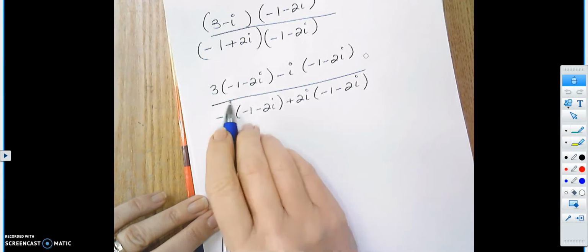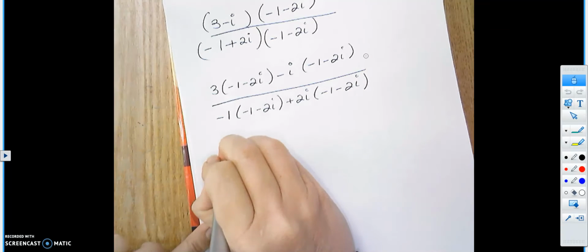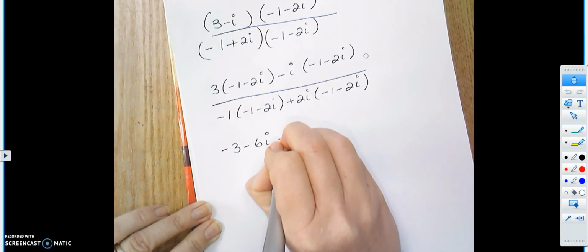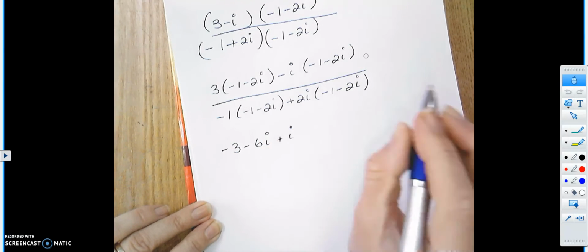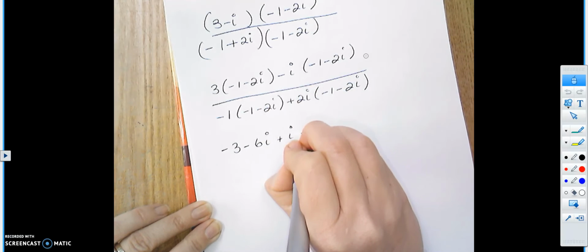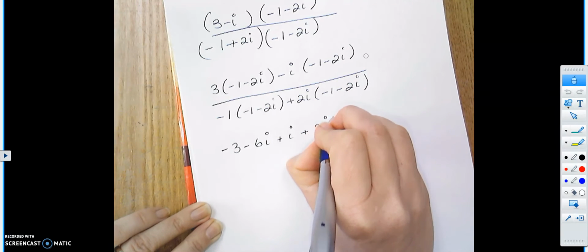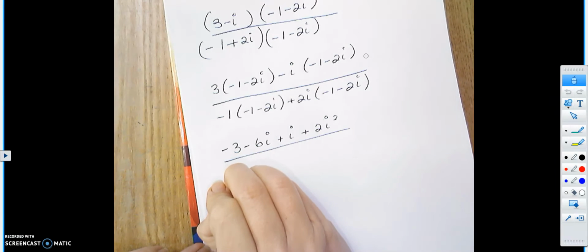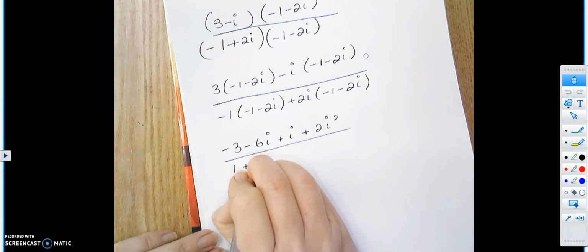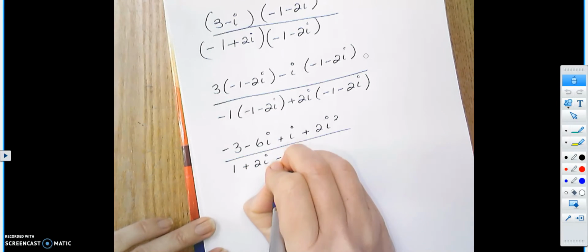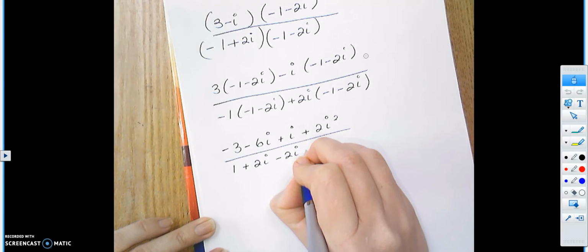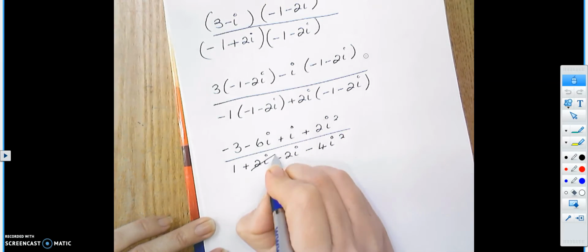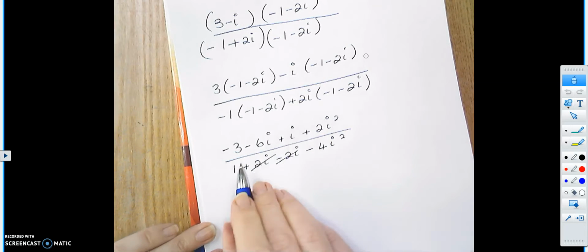Okay, multiply them out. 3 times -1 gives me -3, -6i, minus by minus gives me plus, that's an i, minus by minus gives me plus 2i squared, all over the bottom. I'm getting 1 plus 2i minus 2i minus 4i squared. Tidy them up so those two cancel.